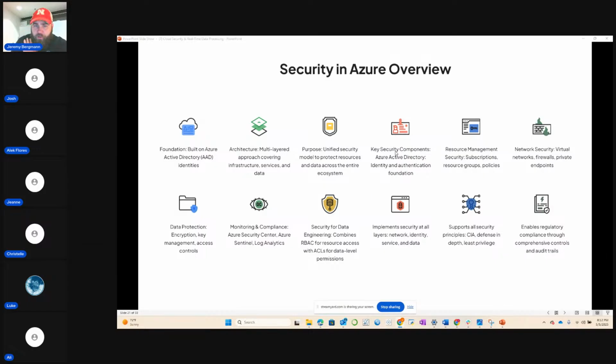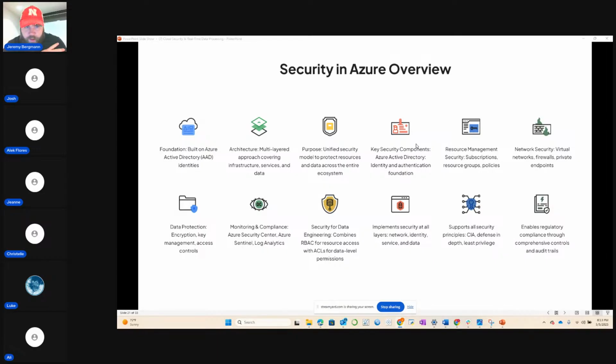So some of the key components, Azure Active Directory. If you've ever heard of Active Directory, it's Microsoft and how they create users and assign roles to them, permissions and roles and so forth. It is built on top of that Microsoft Active Directory. This is inside of the cloud. It serves as Microsoft's IAM, the Identity and Access Management foundation.